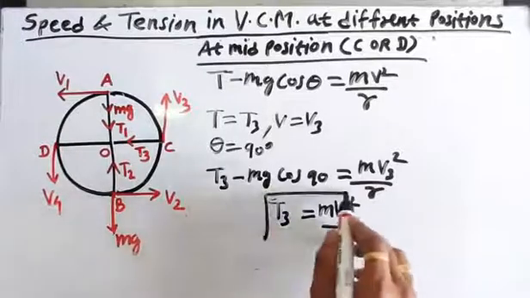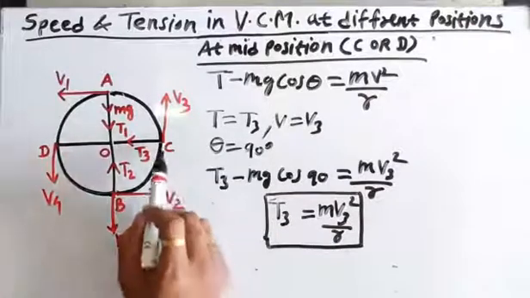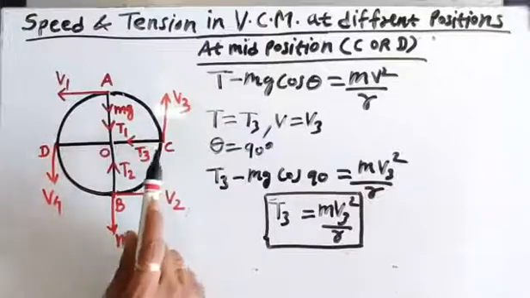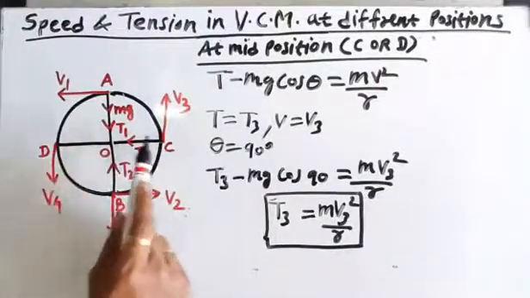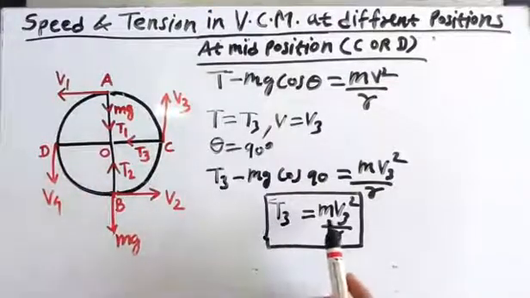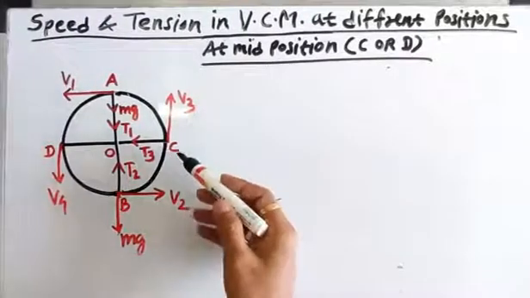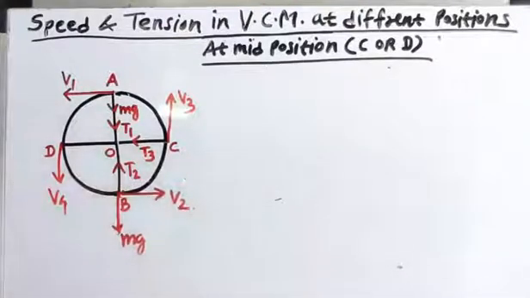So this is the equation for the tension when the particle is at the mid position, meaning the particle may be present at point C or at point D. For both the points, because both the points are at the mid position, the tension is going to be T3 is equal to m v3 square by r. Now for finding the linear speed at point C, at the mid position, we are going to make use of the law of conservation of energy.